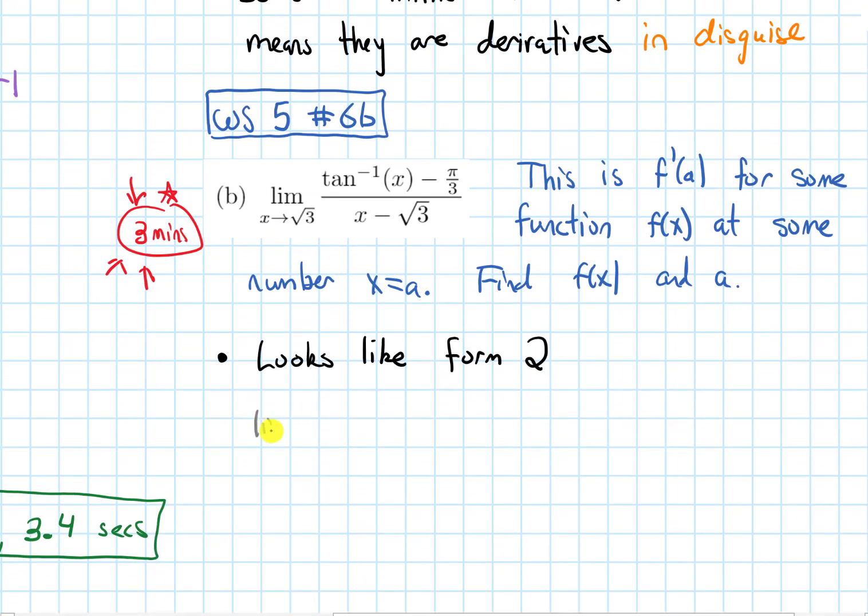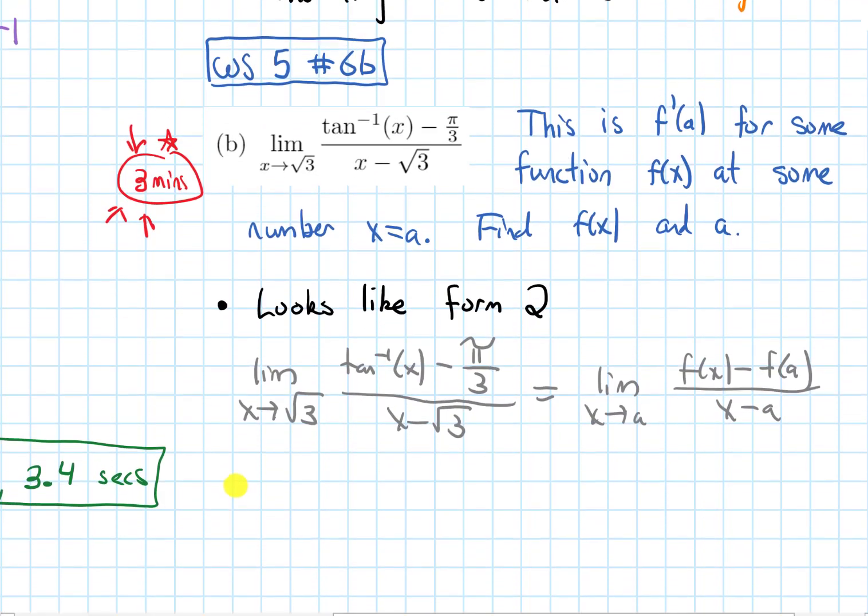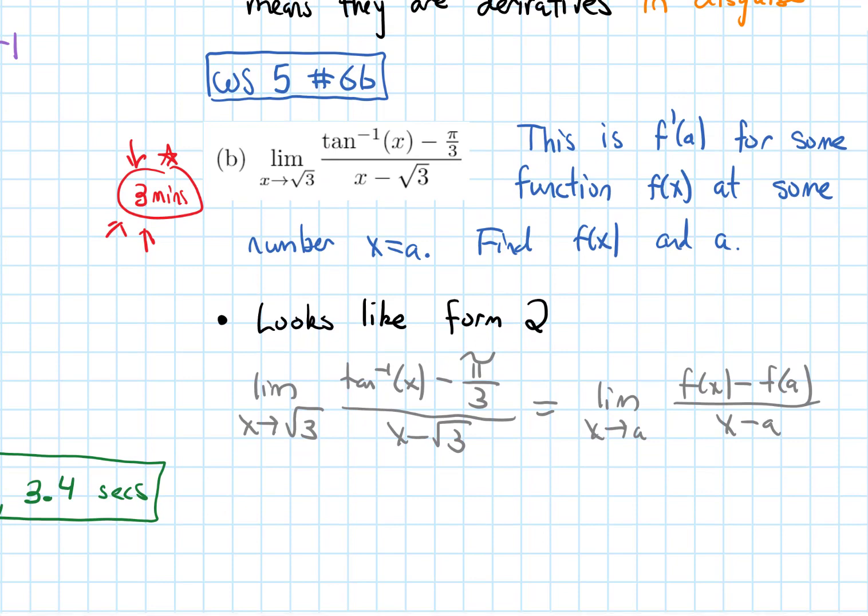So what I'm going to do is I'm going to copy this limit down. The limit as x approaches root 3 of tangent inverse of x minus pi over 3 over x minus root 3. And I'm going to set it equal to that general formula, which is the limit as x approaches a of f of x minus f of a over x minus a. And now let's just match some of these parts. Okay, so I can see that x is approaching root 3, and in the general formula, x is approaching a. So that seems to suggest that a should just be root 3.